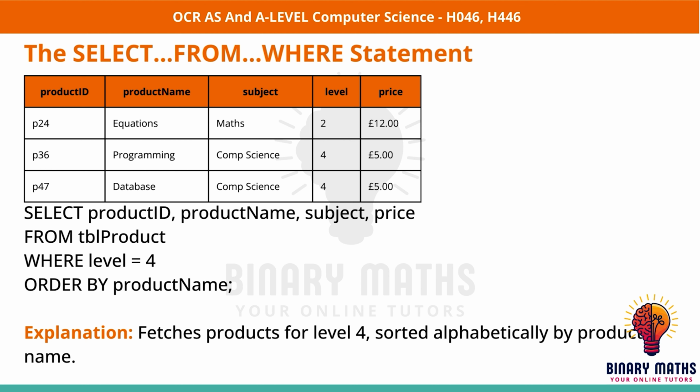Under the SELECT, we'd type in Product ID, Product Name, Subject, and Price. When we say where the data is stored, we would say it's FROM Table Product. The WHERE, the level would equal 4. And we'd like to ORDER BY product name.